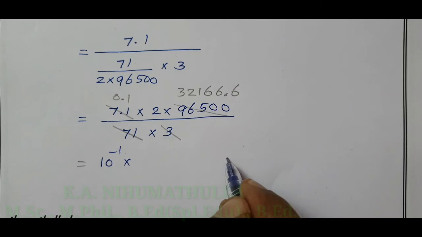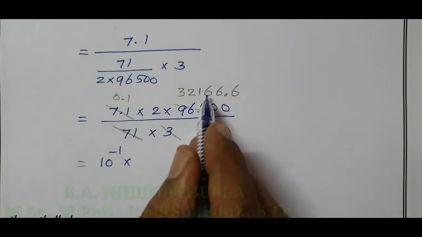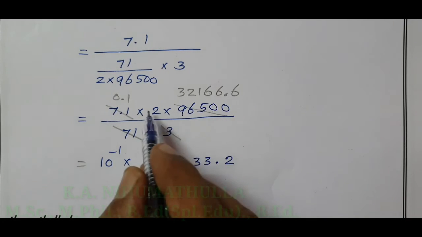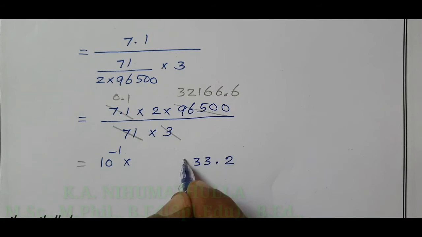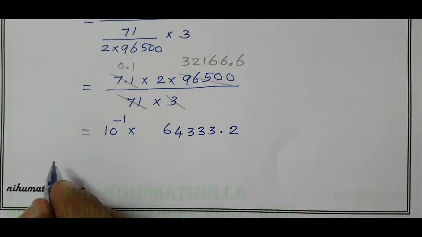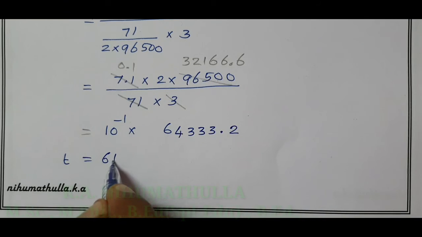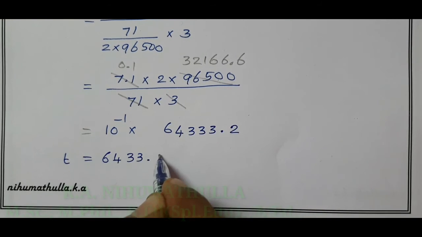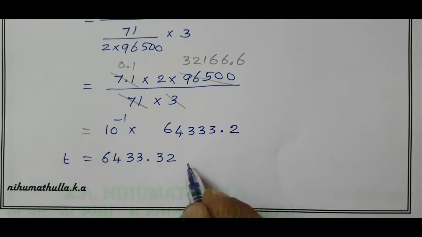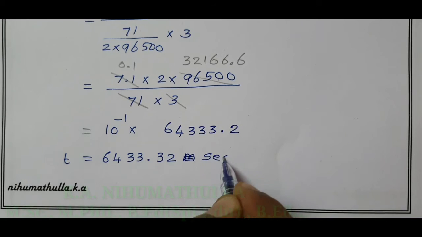Multiplying by 2, we get 64333.2. Into 10 power minus 1 will give the answer: time is equal to 6433.32. This is in second.